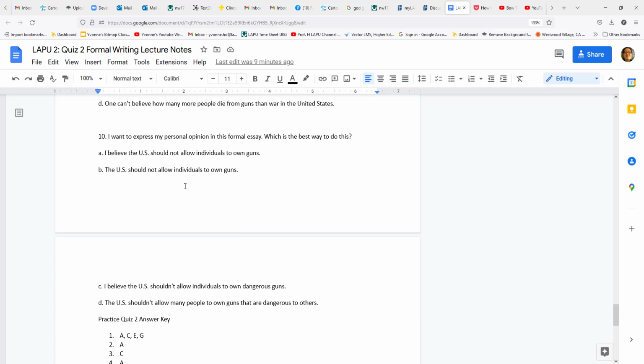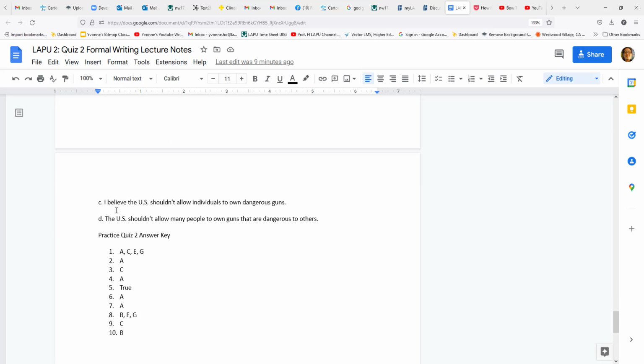Number 10, I want to express my personal opinion in this essay. Which is the best way to do this? Should you say, A, I believe the U.S. should not allow individuals to own guns? B, the U.S. should not allow individuals to own guns? C, I believe the U.S. shouldn't allow individuals to own dangerous guns? Or D, the U.S. shouldn't allow many people to own guns that are dangerous to others?